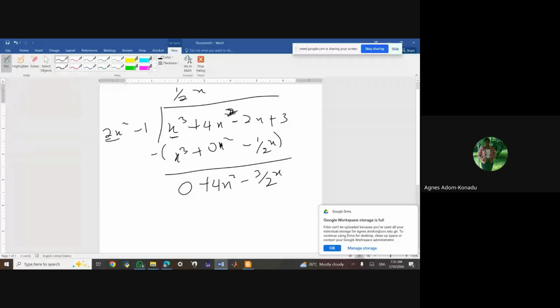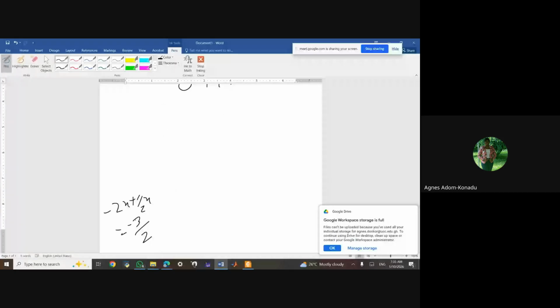After that, this 2S will have to divide this one too. So when I divide 4S squared by 2S, what do I get?